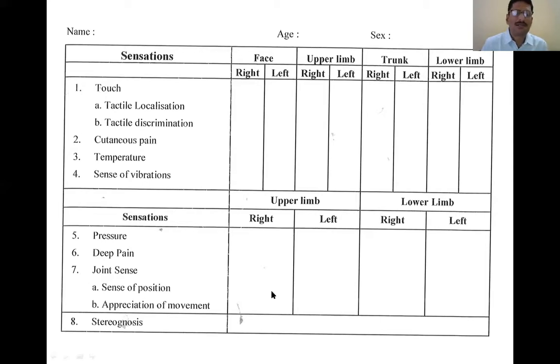And the sense of position, you would write whether it is able to perceive it or not. Next is the appreciation of movement. What type of movement you are doing, that you should be able to perceive. And again, if asked, he should be able to move the same way that you are moving.